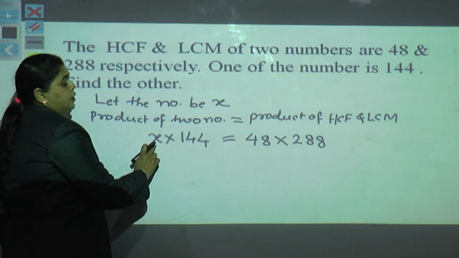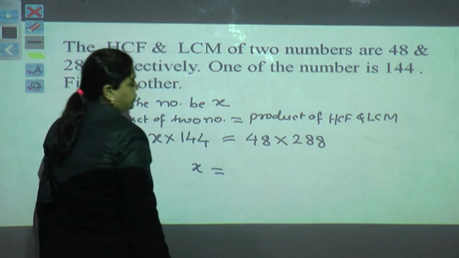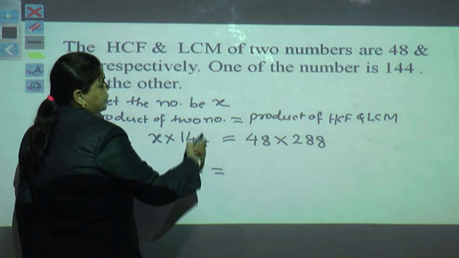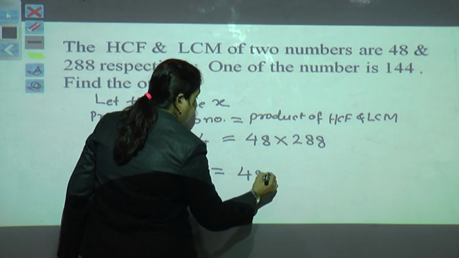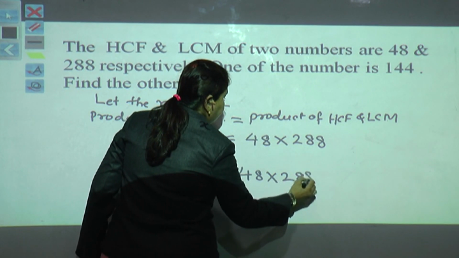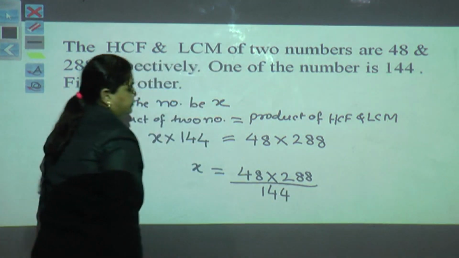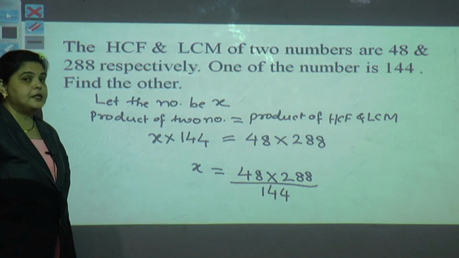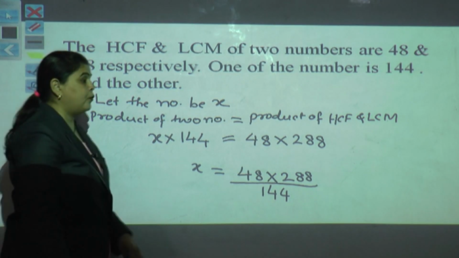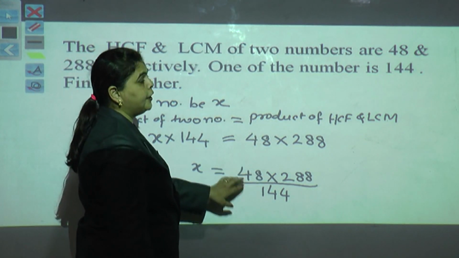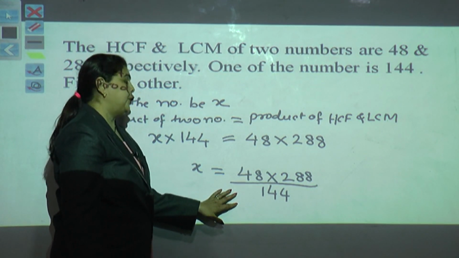Here we have to find out x. So we write x is equal to 48 multiplied by 288 upon 144, because this number is multiplied, so it goes into the division. This is not enough, we can't leave it in this form. So what to do? You know very well, when it is given as a numerator and denominator, we have to reduce it to the lowest form, that is nothing but reduction.